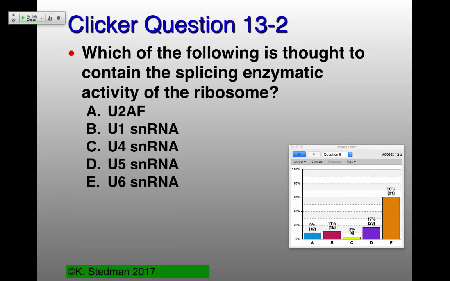Yes, it's U6. I thought I'd beaten that kind of over the head, but I guess not. U2AF is just binding. It's not providing enzymatic activity. U1 is binding to the 5' end of your intron. U4 basically actually seems to be slowing down the reaction by holding on to U6. U5 we haven't really talked about, and U6 was the one that was in red. So anytime you remember which ones were in red, that will bring you down to B and E immediately.